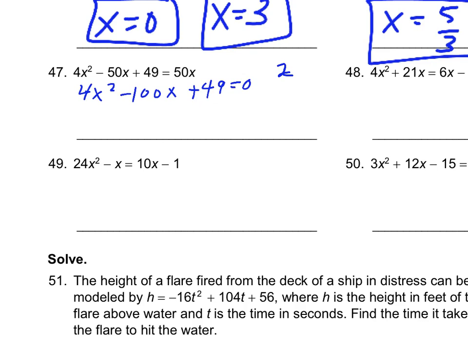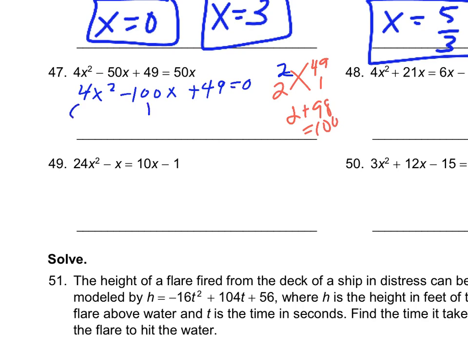So I'm going to try changing my 7 and my 7. I'm going to keep that 2 and 2, but I'm going to change this into 49 and 1. So I'm going to try crisscrossing, so that's 2 and 98. So 2 plus 98 gives me 100, which is what I need for my middle term. So now I can start factoring.